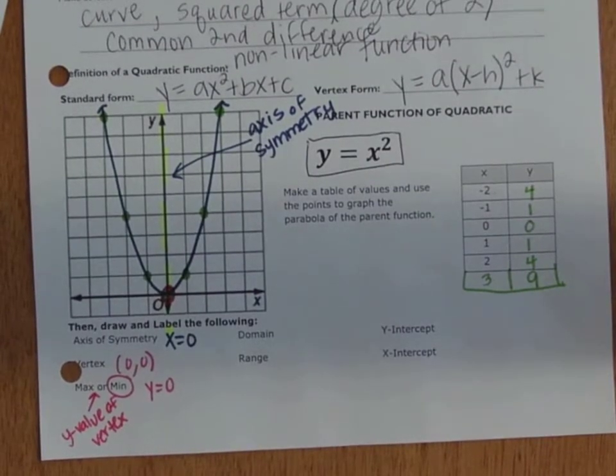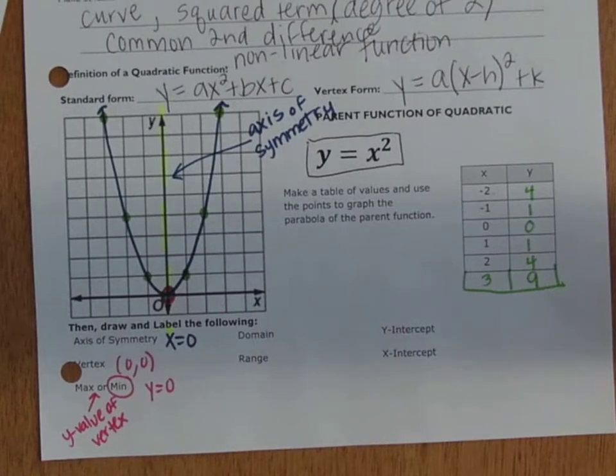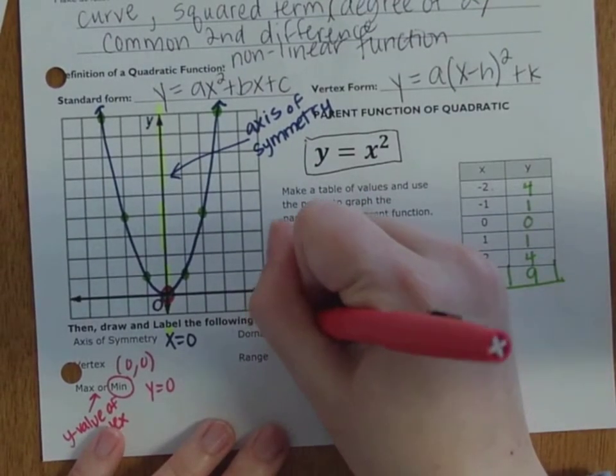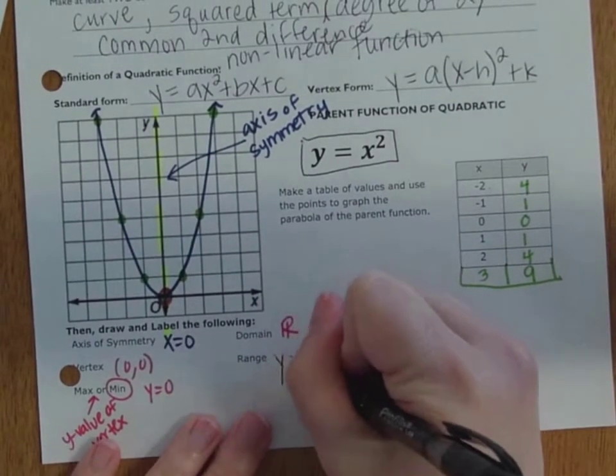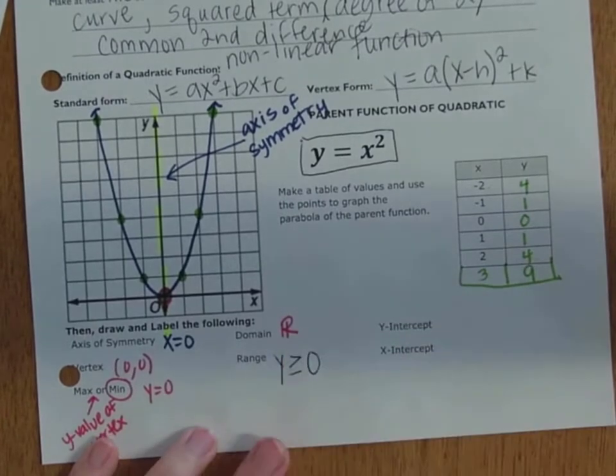Unless you are given a scenario or situation, the domain of our parabola is what? All real numbers, because it's going forever left and going forever right. So my domain is all real numbers. But does it go up and down forever? No, it either will go up forever or down forever. So my range will have stipulations. My range here is what? Y is greater than or equal to 0.